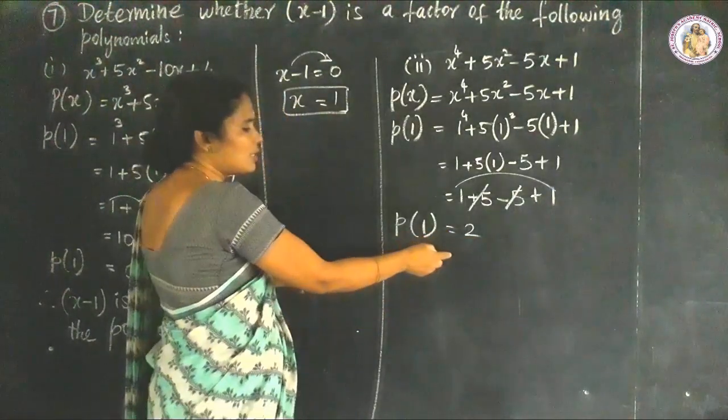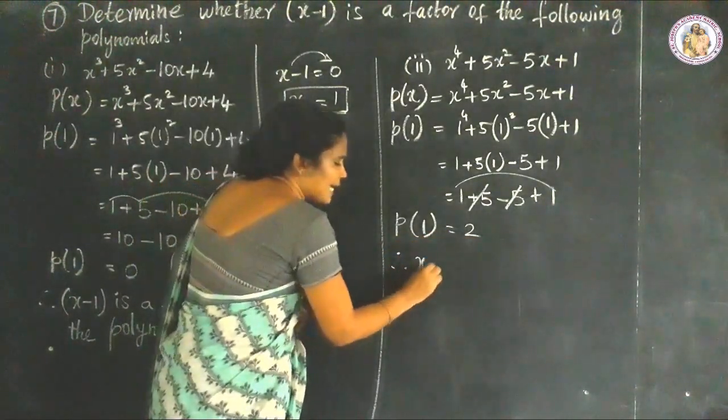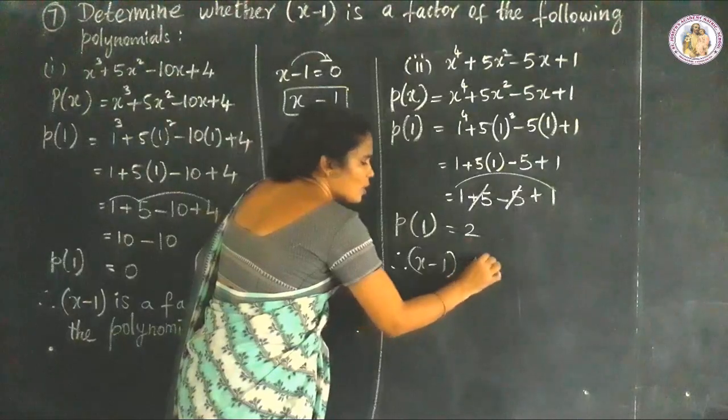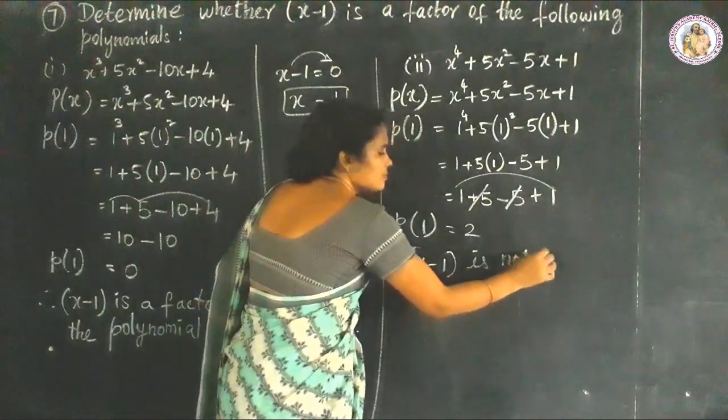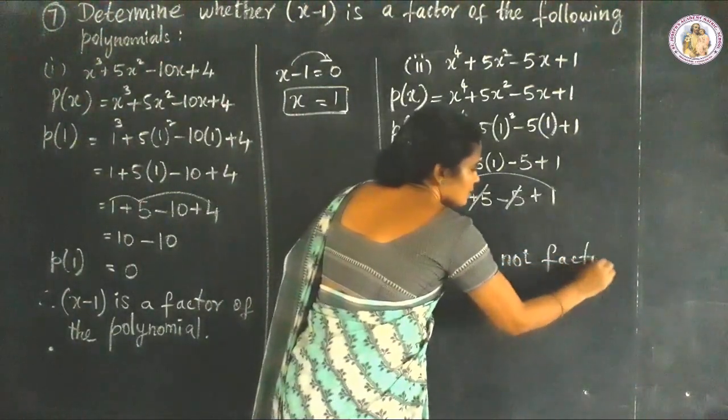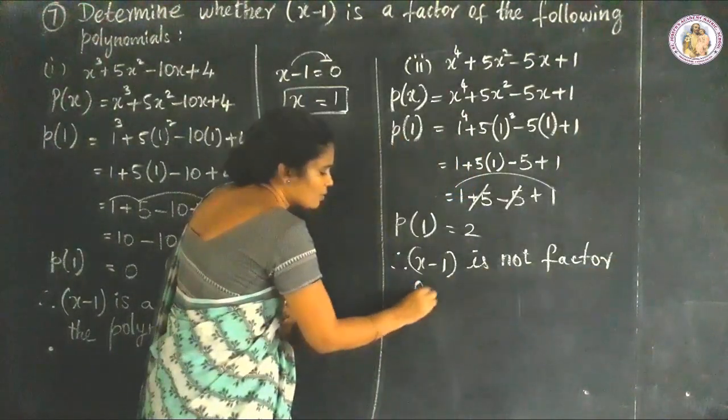It is not equal to 0. So therefore x minus 1 is not a factor. Not a factor of the polynomial.